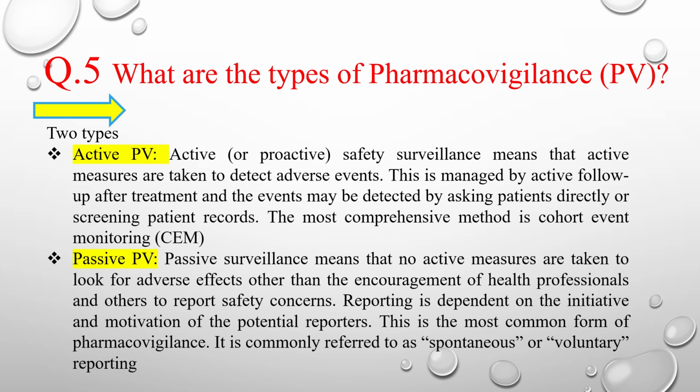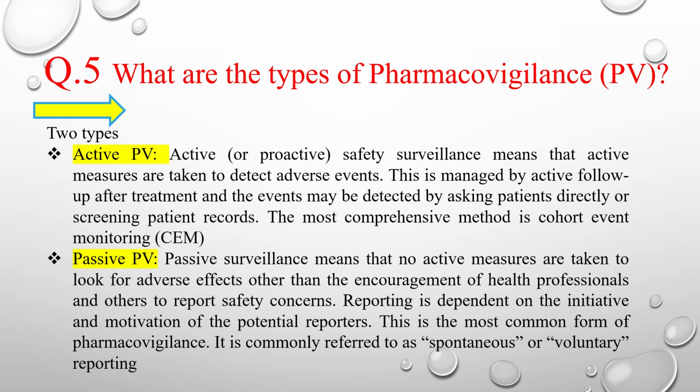Question number 5. What are the types of pharmacovigilance? 2 types. Active PV, active or proactive safety surveillance, means that active measures are taken to detect adverse events. This is managed by active follow-up after treatment, and the events may be detected by asking patients directly or screening patient records. The most comprehensive method is cohort event monitoring, CEM.